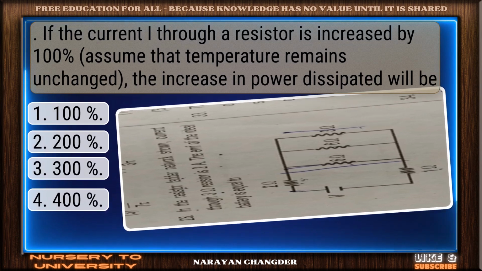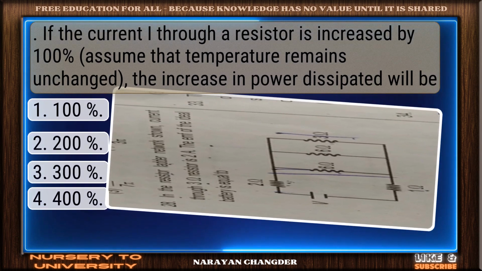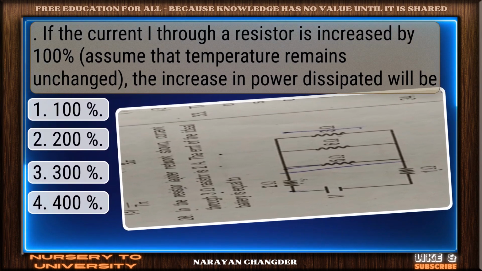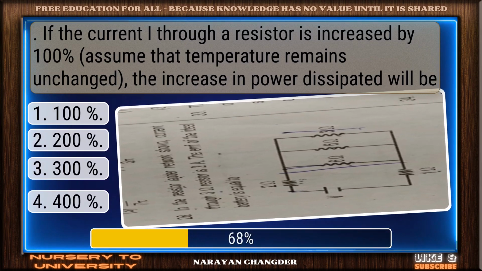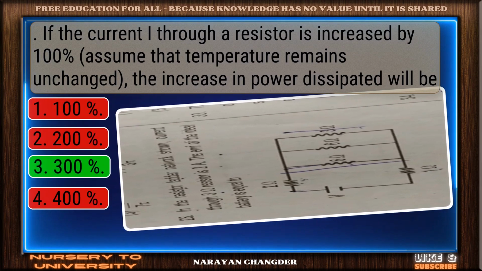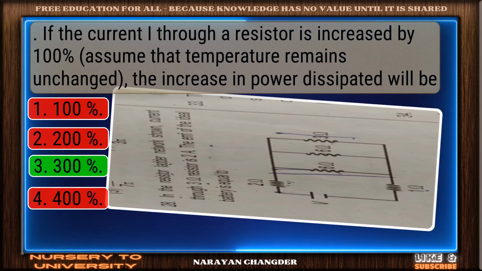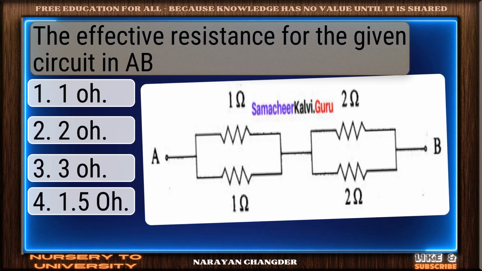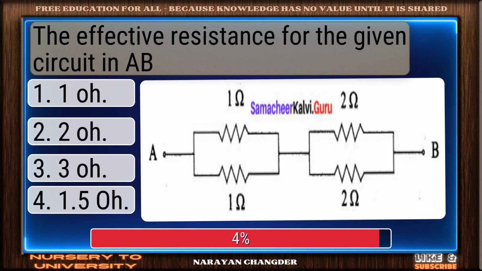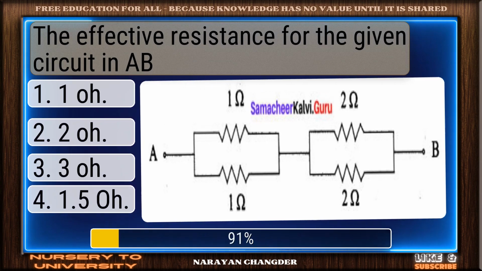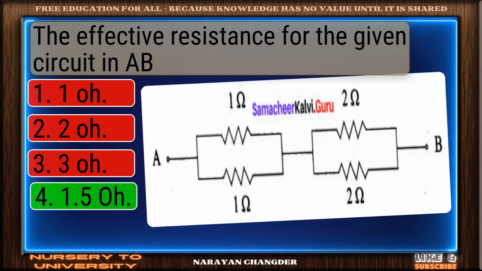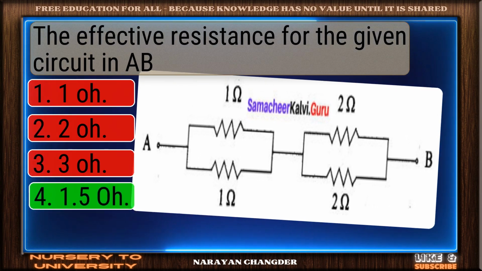If the current I through a resistor is increased by 100%, the increase in power dissipated will be... Sharp thinking. 300% is right. The effective resistance for the given circuit in AB. Nice selection. 1.50 is correct.